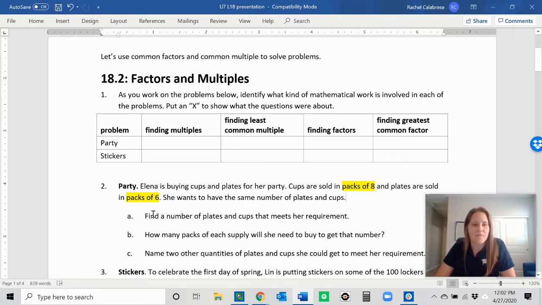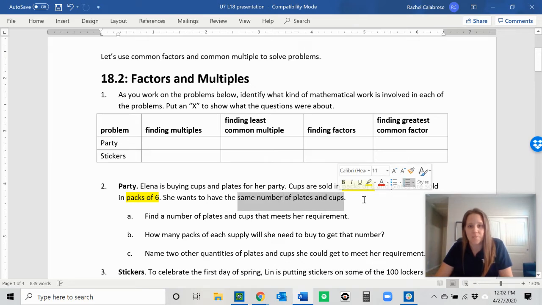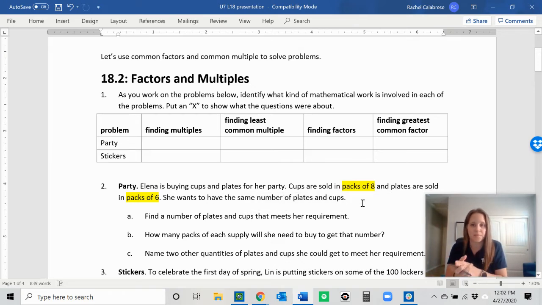Okay. We are going to A, find the number of plates and cups that meets her requirement. B, how many packs of each supply will she need to buy to get that number? And then C, name 2 other quantities or amounts of plates and cups she could get to meet her requirement. Her requirement is just that she wants to have the same number of plates and cups. So she wants equal amounts of plates and cups, okay?